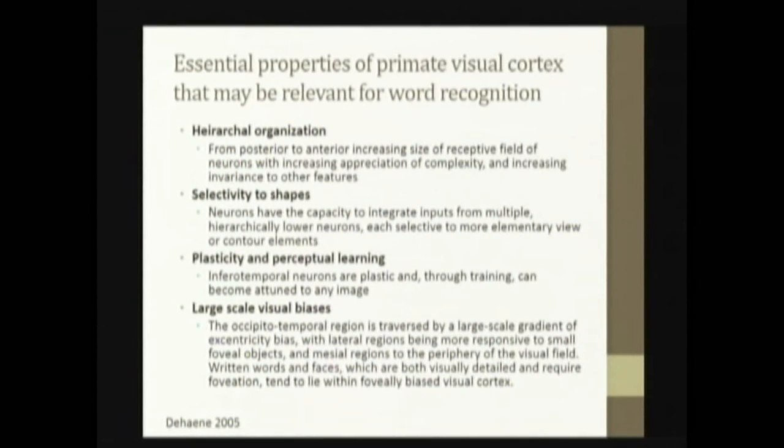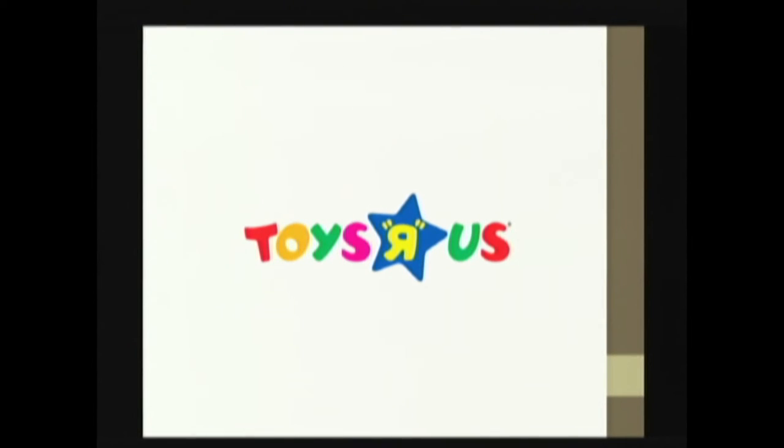The occipital temporal region is traversed by a large scale gradient of eccentricity bias. So that means things that are far away from your fovea, or central vision, are not going to be represented as much as things that are in the fovea, or central. Everybody's familiar with this logo, and I'm not making any advertisements, but I wanted to point out that there's a backwards R, which I'm sure we all got used to by now.